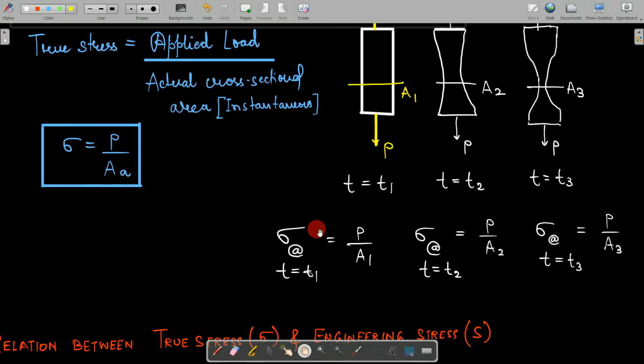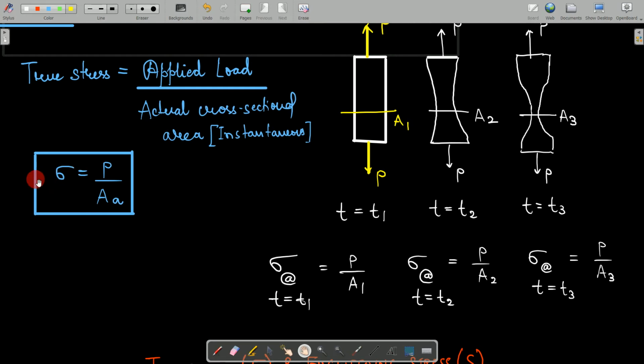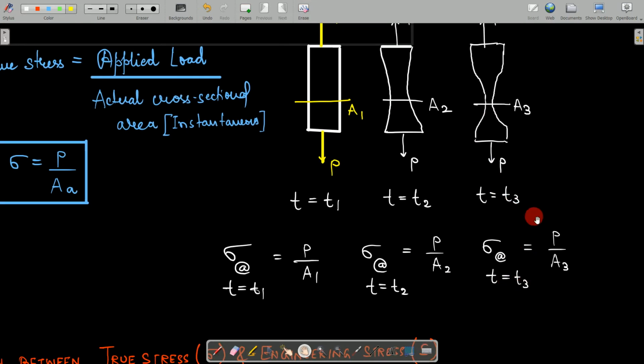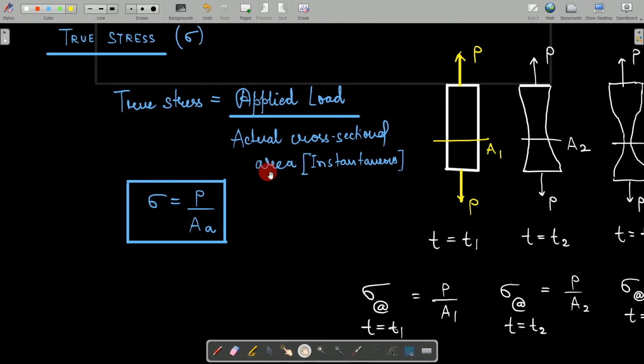Now here, if you want to find the true stress, the general formula for the true stress is load divided by actual area. So sigma at t is equal to t1, we can write load by the area at this instant, which is A1. At this instant we have area A2, so sigma at t2 will be load divided by area A2, and the stress at t is equal to t3 will be load divided by A3. Okay, so this is basically your instantaneous stress.